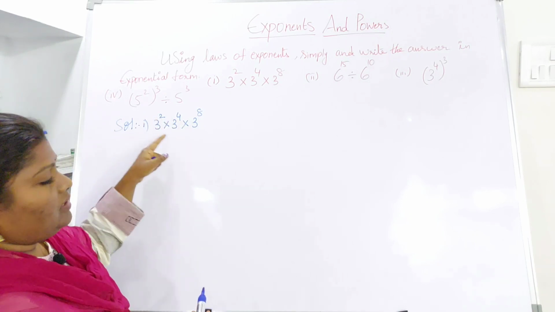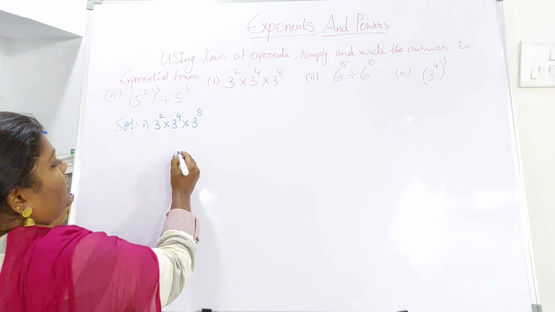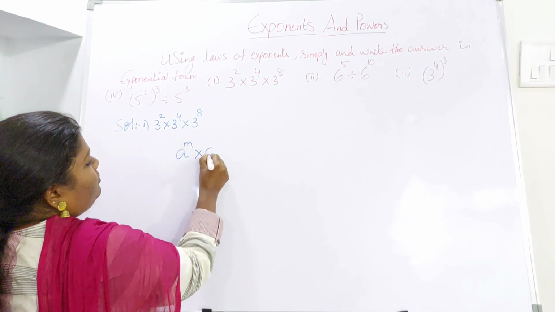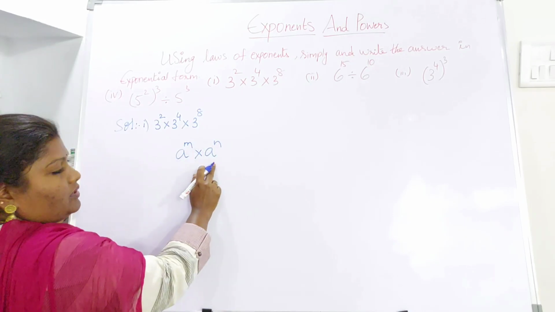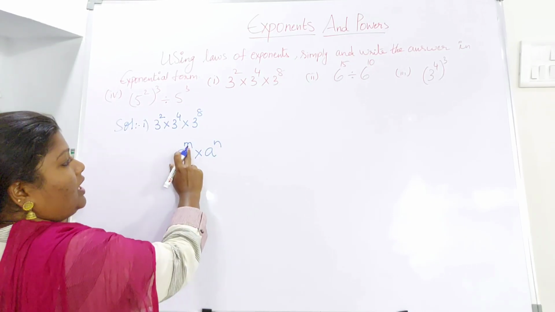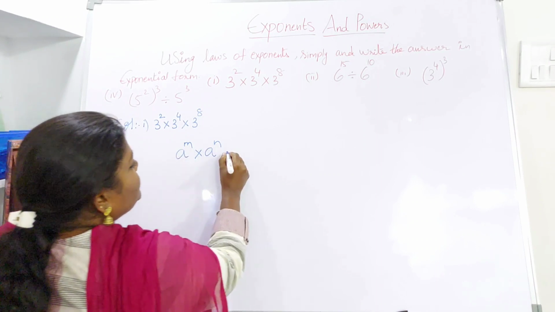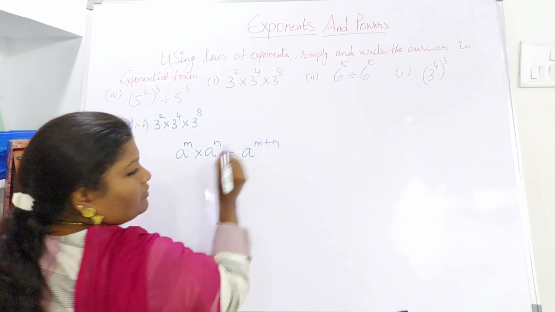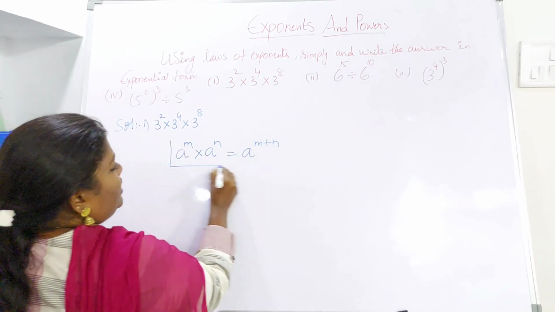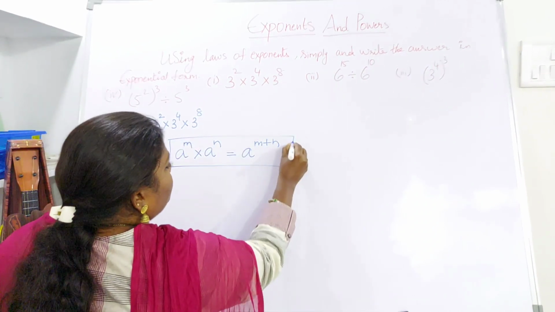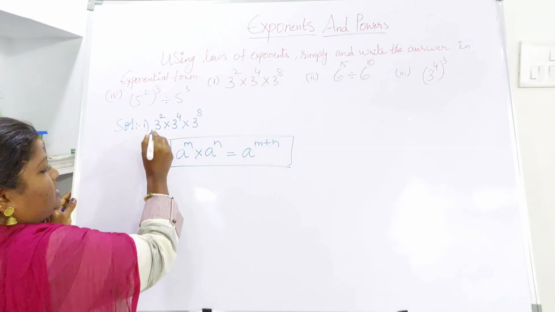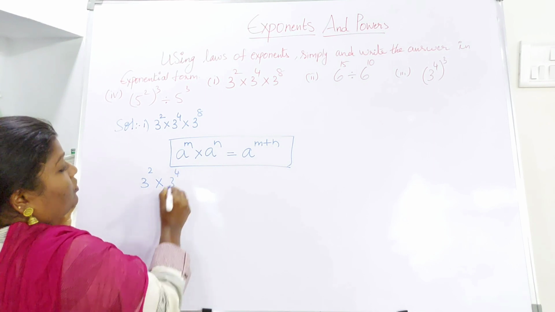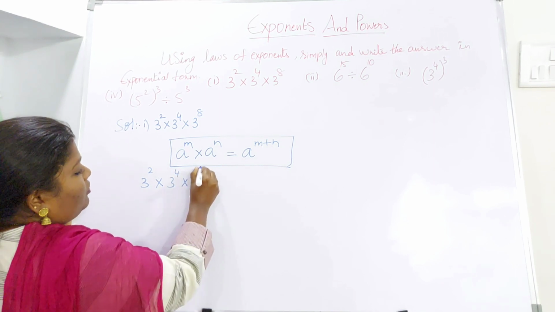Now to this you have a formula, that is a to the power of m into a to the power of n. You can observe that both the bases are the same and the power is varying. In this case it is a to the power of m plus n. If bases are the same, you can add up the powers. So let's take the question: 3 square into 3 to the power of 4 into 3 to the power of 8.